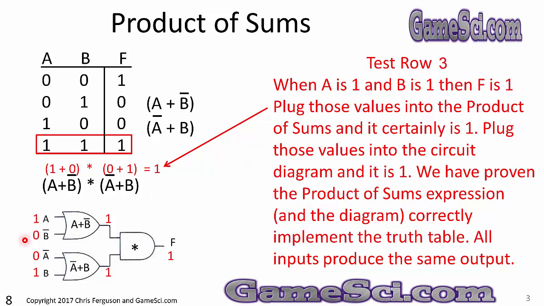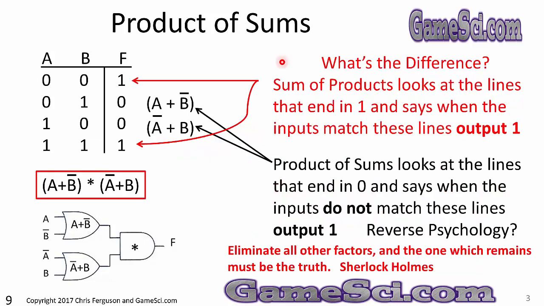1 OR 0 produces a 1. 0 OR 1 produces a 1. Two 1's on an AND input and you output a 1. We have proven the product of sum expression and the diagram correctly implement the truth table. All inputs produce the same outputs. What's the difference?